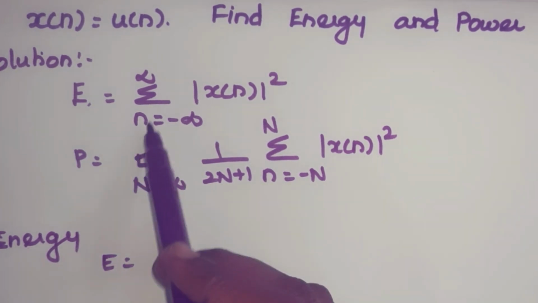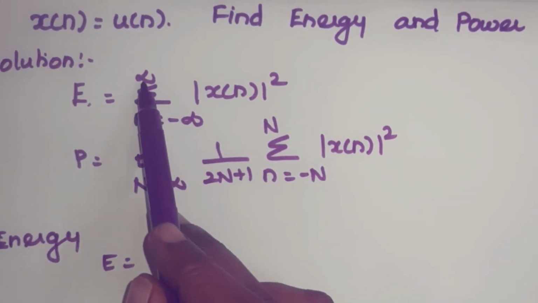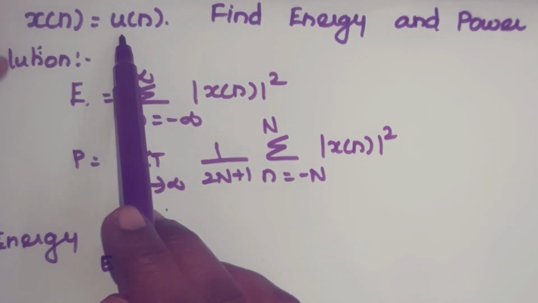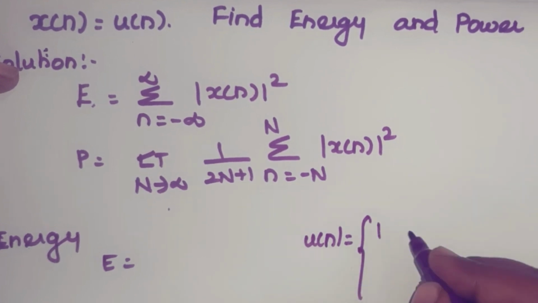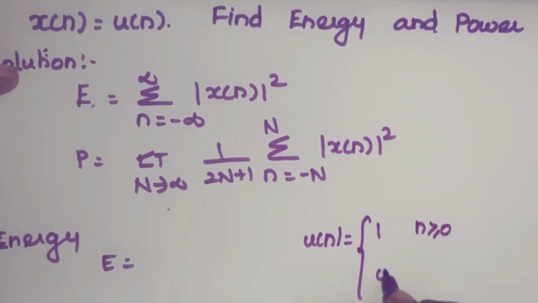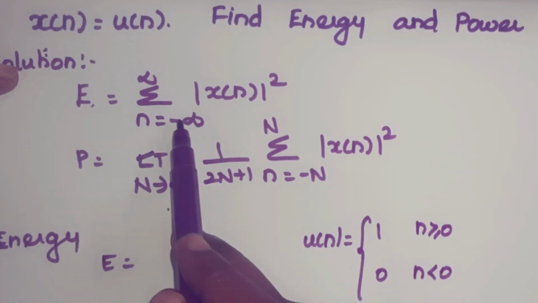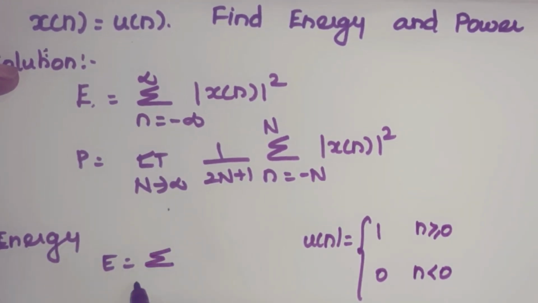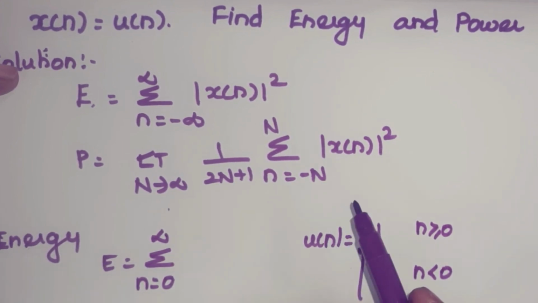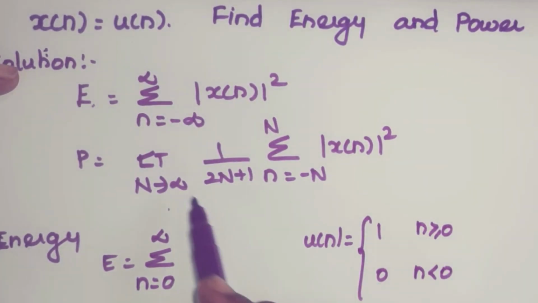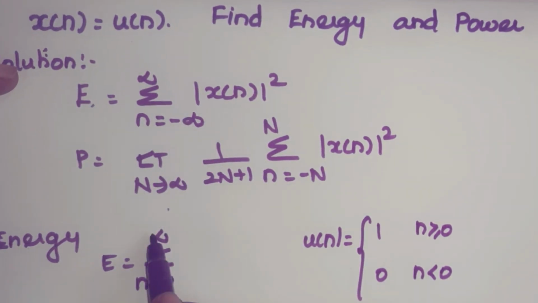E equal to, here summation n is equal to minus infinity to plus infinity, but x of n is equal to u of n. You all know u of n is the unit step signal, which is equal to 1 for n is greater than or equal to 0 and 0 for n is less than 0. So you get value only for n is greater than or equal to 0. So you can eliminate these negative values of n. So you get n is equal to 0 to infinity. You can avoid these negative values because in these negative values you get only 0. By adding 0 you get the same value, right? So you can avoid these negative limits. N is equal to 0 to infinity.